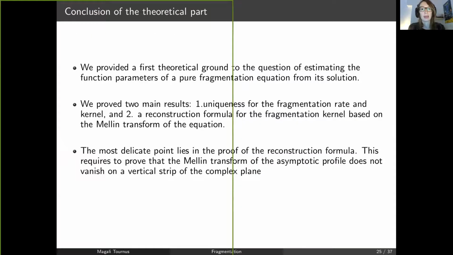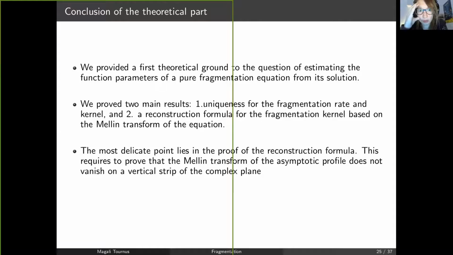This I don't talk about. So, conclusion, we are happy because we are sure that there is only one solution to this inverse problem. We got a reconstruction formula for kappa, but we do not have a reconstruction formula for gamma yet.